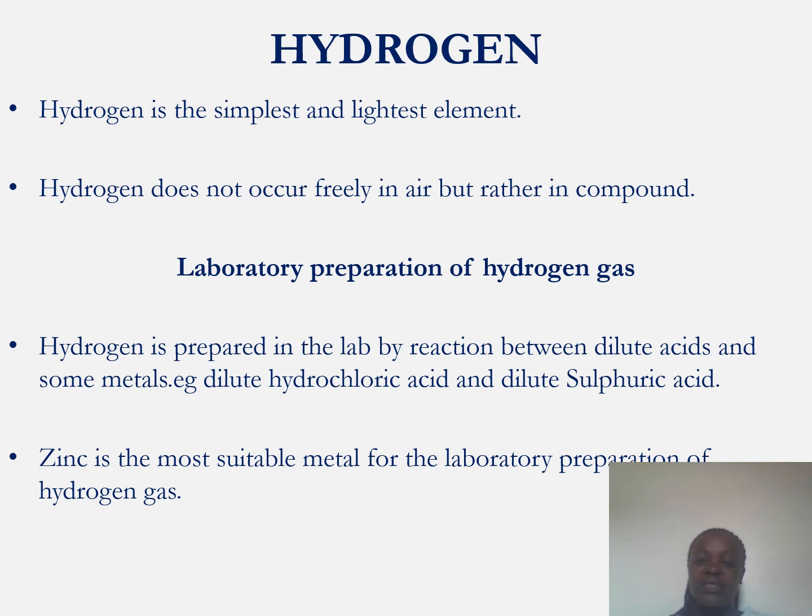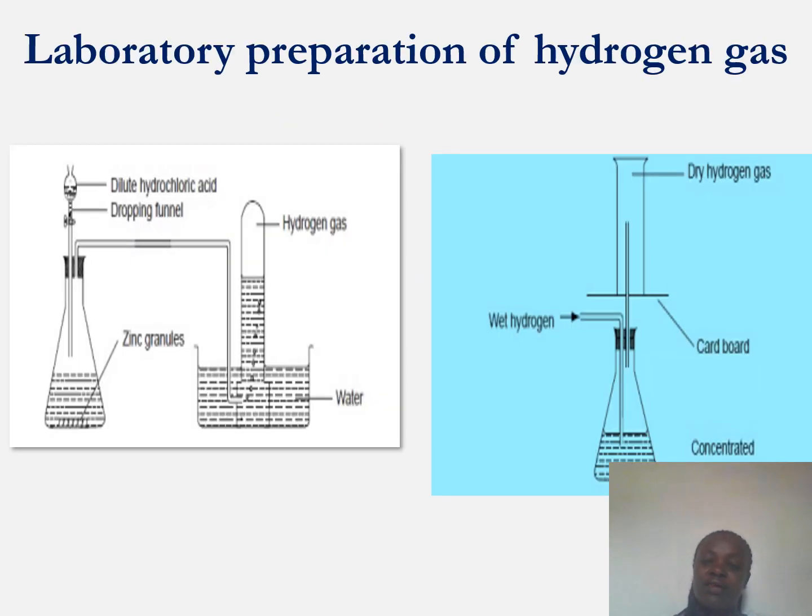So not all acids and not all metals are used in the preparation of hydrogen gas. Hydrogen gas is prepared by the reaction between dilute acids and some metals. Some examples of the dilute acids that we use are dilute hydrochloric acid and dilute sulfuric acid. Those are the most commonly used acids, and remember, they must be dilute.